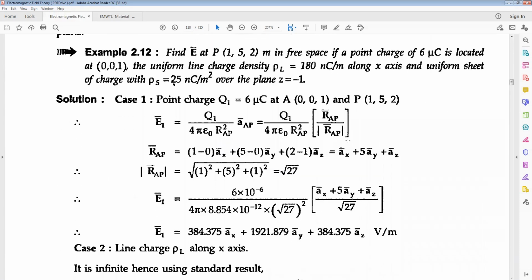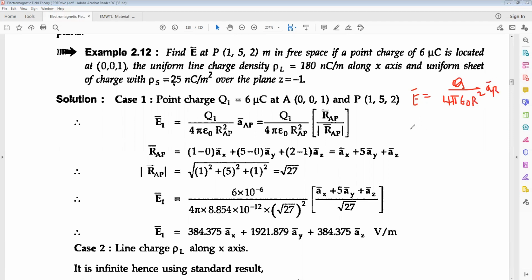And the next example you can see here. Find the E bar at a point P (1, 5, 2) meters in free space. The point charge of 6 microcoulomb is located at (0, 0, 1), the uniform line charge density is given along the x-axis, and a uniform sheet of charge is also given, rho s, for the plane z is equal to minus 1. So for the point charge, the electric field intensity formula is E bar is equal to Q by 4 pi epsilon naught R square into AR bar.